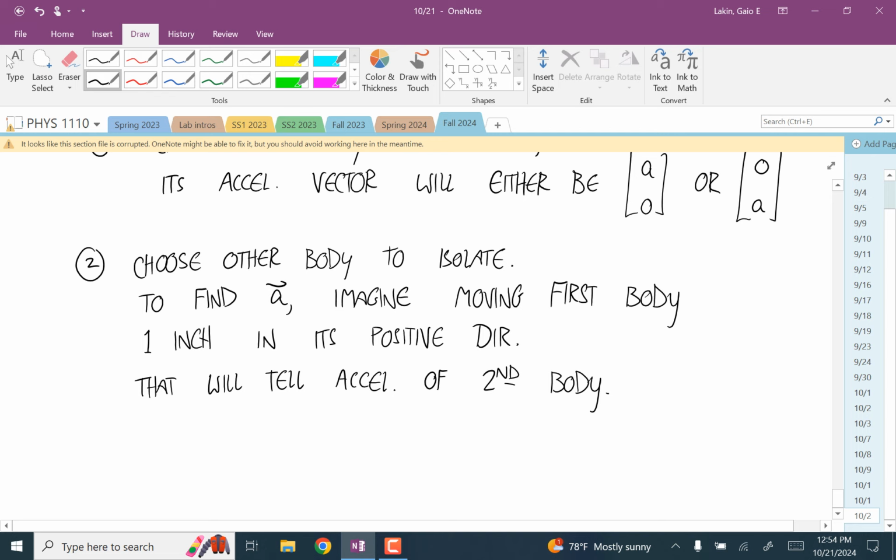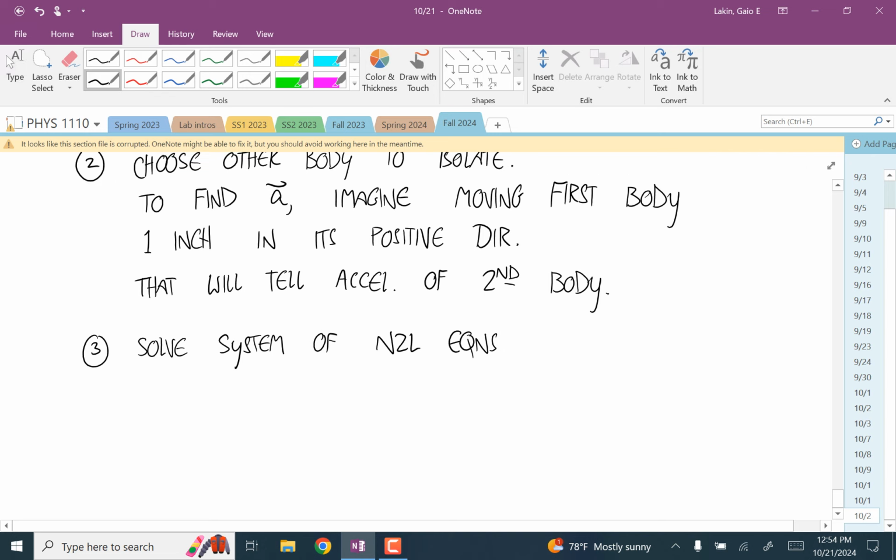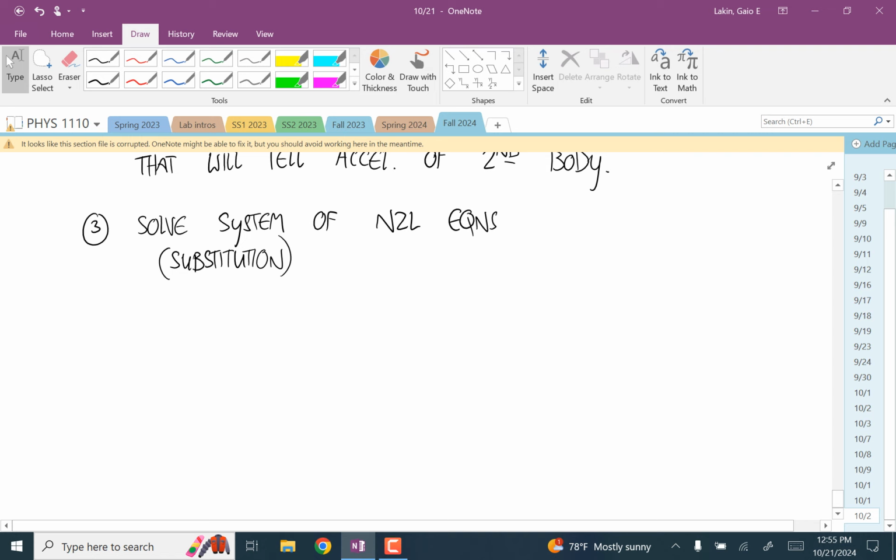Now you have Newton's second law from the first body, Newton's second law from the second body, and you just have a system of equations that you have to solve by substitution. So solve this system of Newton's second law equations. Substitution always works. So let's see how this goes with an example problem.